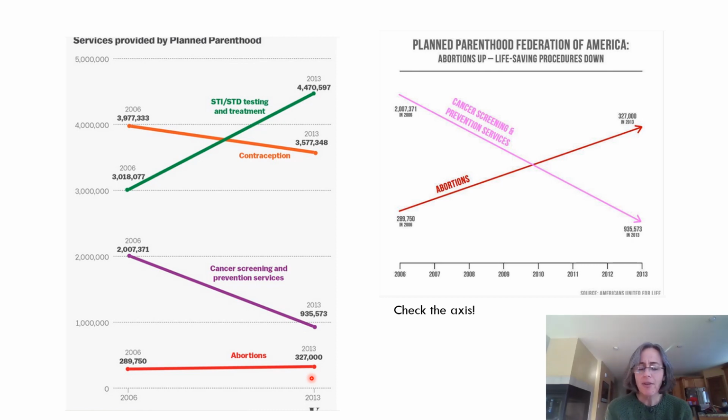You may wonder, why are they doing fewer cancer screening and prevention services? Yes, I know. And the reason is, sorry, my cat's meowing, is because the guidelines for pap smears, which are the number one cancer screening that Planned Parenthood does, changed from you should do them every year to you should do them every 3 years. So they should have dropped by a third, and they did. So that's actually an appropriate change that we saw. So be careful. Be a discerning consumer of graphic information.